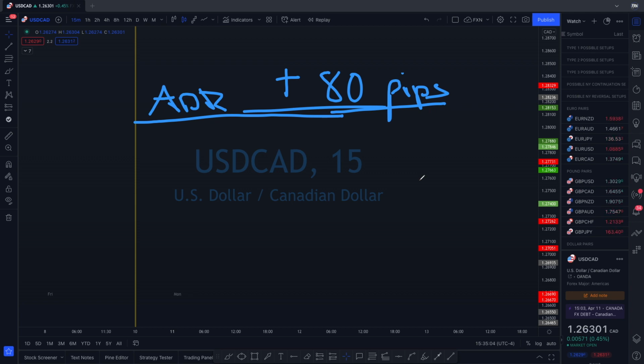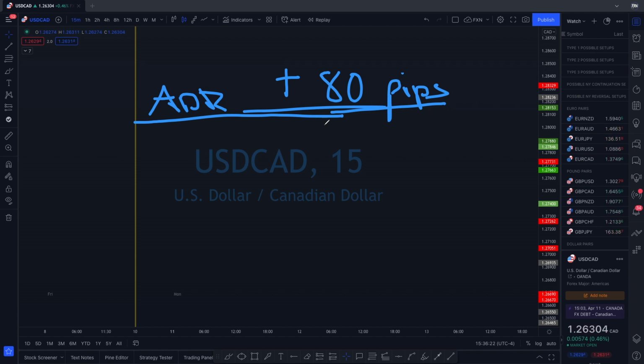If you're trying to find, how do you find the ADR of each pair? There's several different ways. The first thing is you can go on our app. So you can go to the Google Store or Apple Store, download our free app, and we have a tool there that gives you the ADR for the pairs.